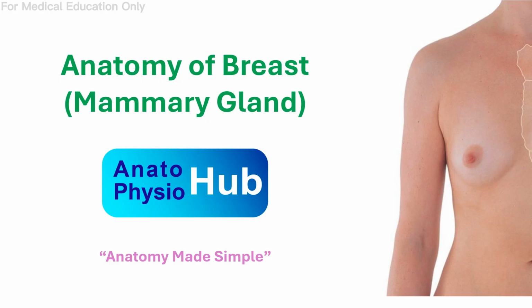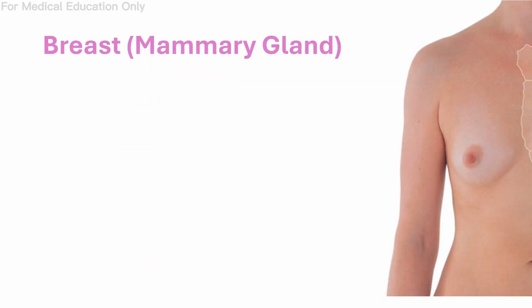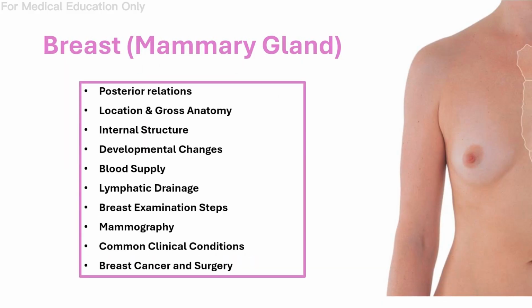This is the second video of the upper limb region video series. In this video, we learn about the anatomy of the breast. I will cover posterior relations, location and gross anatomy, internal structure, developmental changes, blood supply, lymphatic drainage, breast examination steps, mammography, and common clinical conditions like breast cancer.